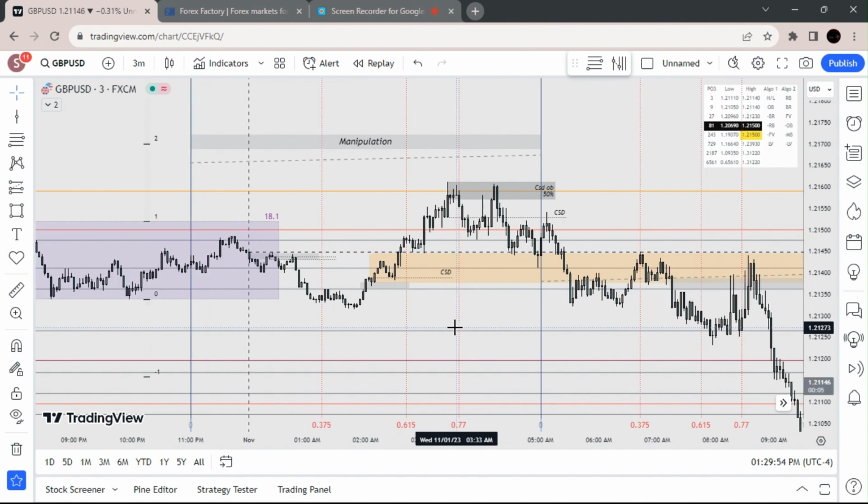But I really just wanted to go over my main model and go over what CSD was and how I find my bias. So yeah, just keep that in mind. Asia range, you want to see it consolidated for a good London session, and also just keep in mind news events for the day, and that's also going to help you determine where price is going to go and when price is going to go.